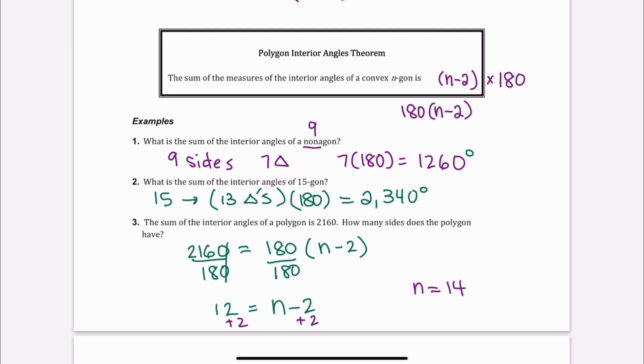So if you were unsure and you want to just double check, you could go backwards. You're going to take your number of sides. You're going to subtract 2 to get 12. And then if you times by 180, you're going to go back to the original answer. So we're just kind of undoing all the steps that we did to get the number of sides.